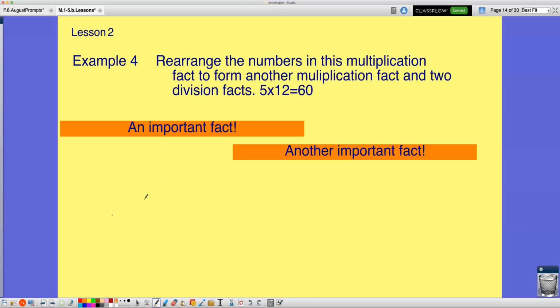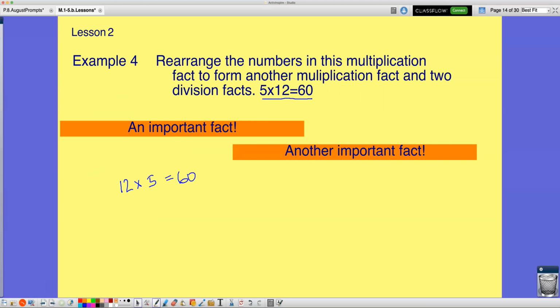All right, let's rearrange these numbers in this multiplication fact to form another multiplication fact and 2 division facts. So if you start with 5 times 12 equals 60, that's what we're starting with. I'm going to write another multiplication fact. 12 times 5 equals 60.